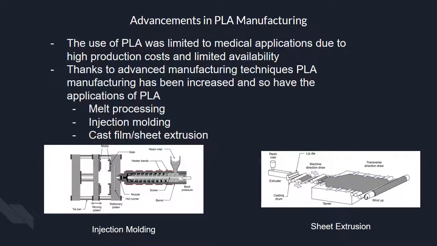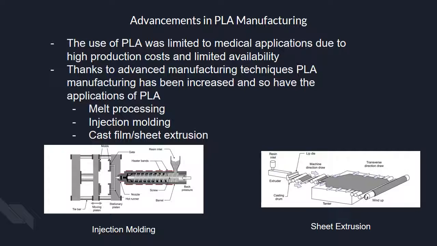In the 1970s, PLA had high production costs, which limited its use to medical applications. As improvements were made to the process, production costs fell and it became more practical to manufacture PLA and extend its application outside of the medical field. Now we are going to talk about some advanced manufacturing techniques we use to create PLA products. Melt processing is the main method used for mass production of high molecular weight PLA.